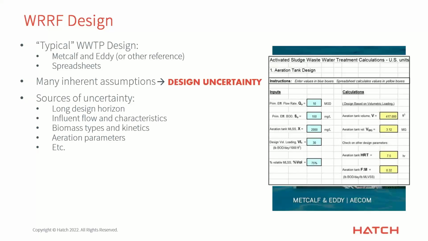Finally, aeration parameters are also a big one. Like the alpha factor for aeration, or a diffuser fouling parameter, all of these types of things can lead to uncertainty.